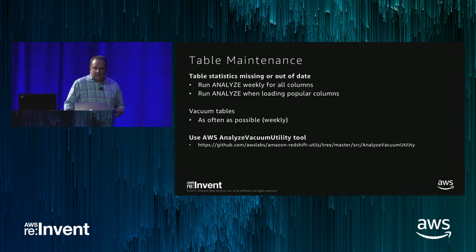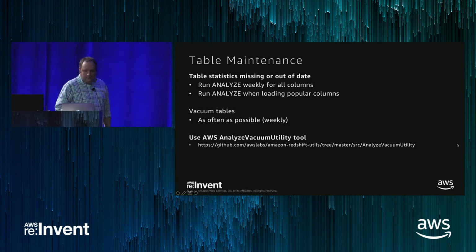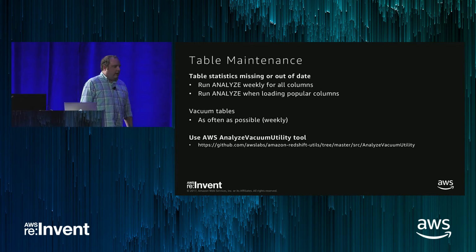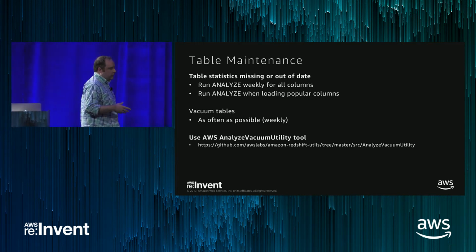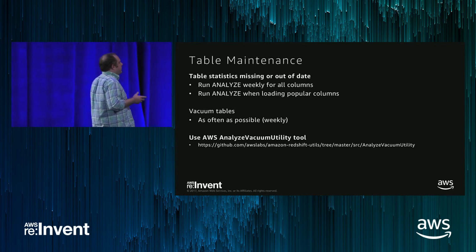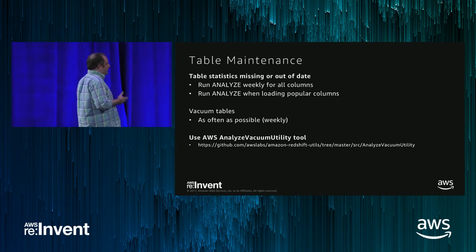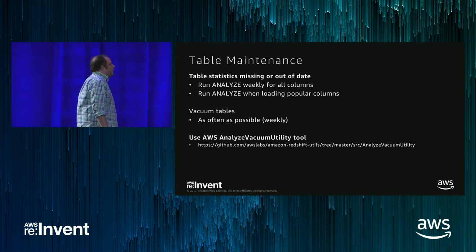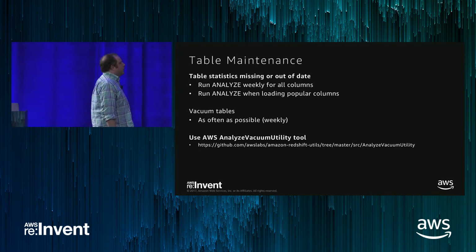Next, we have table maintenance. Table maintenance, like other databases, requires statistics about tables and composition of data blocks being stored in order to make good decisions. So we recommend, depending on your workload, analyze to get those statistics updated so that the leader node can optimize those queries for you across the compute nodes. And you also want to run analyze when loading popular columns.